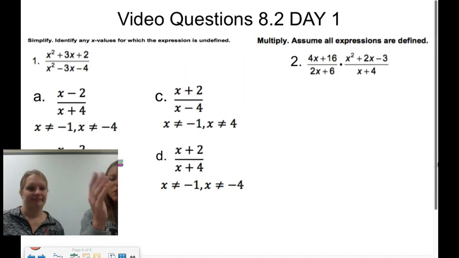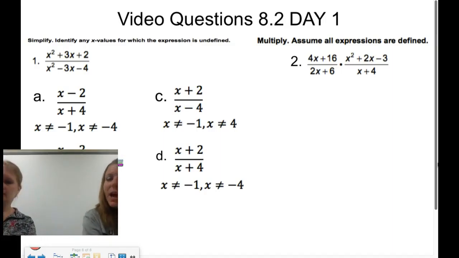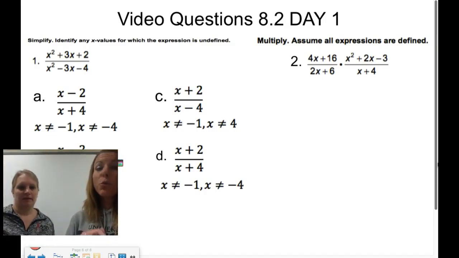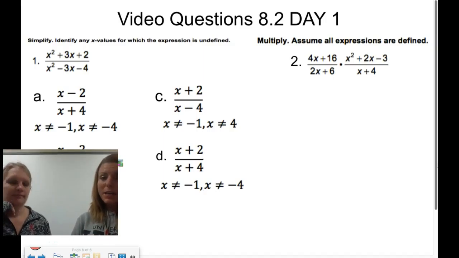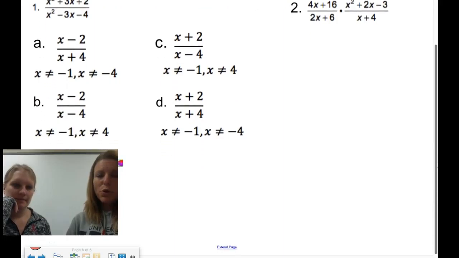I'm guessing video questions. So we might have to scroll a minute. Scroll. So, simplify. Identify any x values for which the expression is undefined. Okay, so there's the problem, and then I'm going to scroll down. Those are your possible answers. Pause it if you need to.